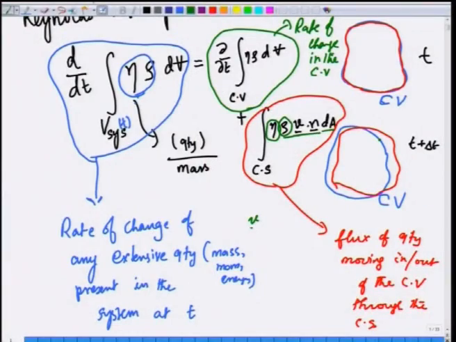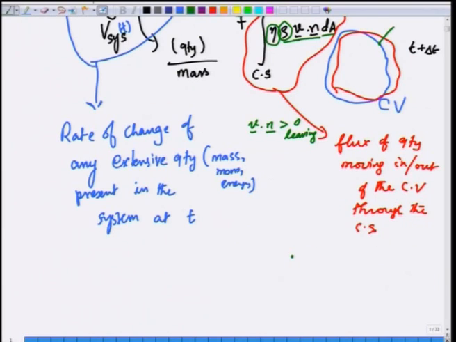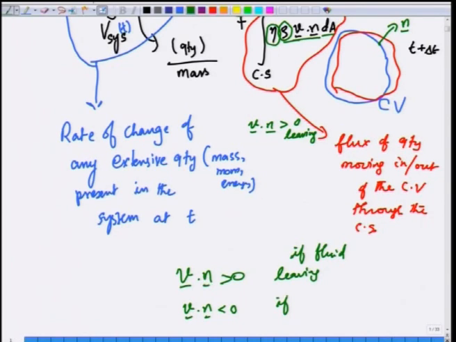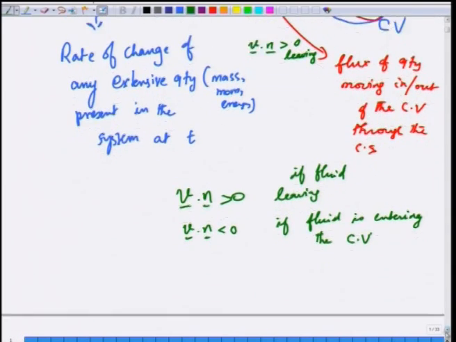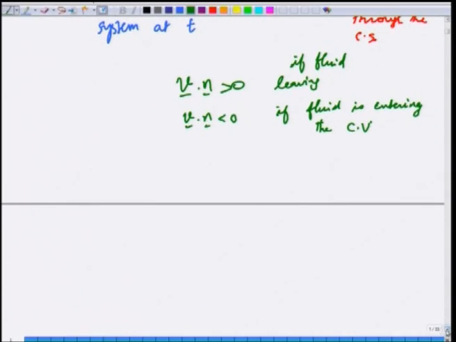V dot n is positive if the fluid is leaving, because n is a unit outward normal to the CV. So, V dot n is positive if fluid is leaving, and it is negative if fluid is entering the CV. Okay. So, that is the general Reynolds transport theorem.